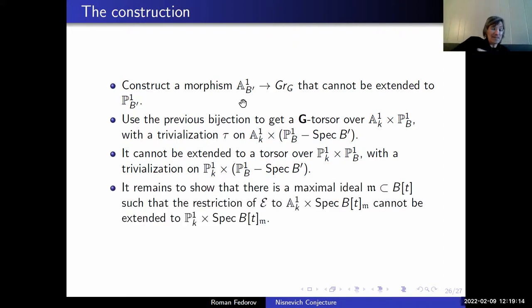And now I claim that this is too global an object, right? So I need to select a certain closed point in spec B of T, sorry, in P_B^1, such that if I restrict to the local ring of this closed point, I still get a torsor which does not extend to the projective line. Right, so for this, I will find some maximal ideal in B of T. It gives me a point in A_B^1, but A_B^1 is inside P_B^1. So that's how I get a closed point inside P_B^1.